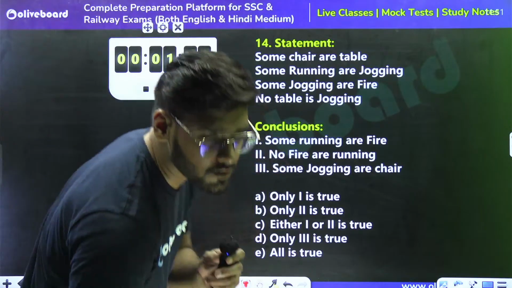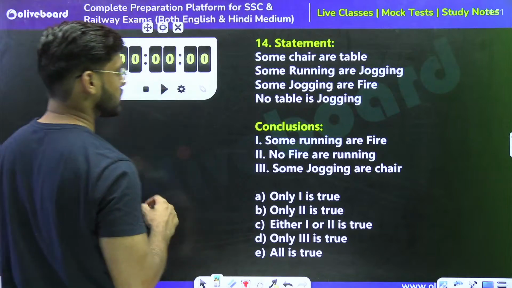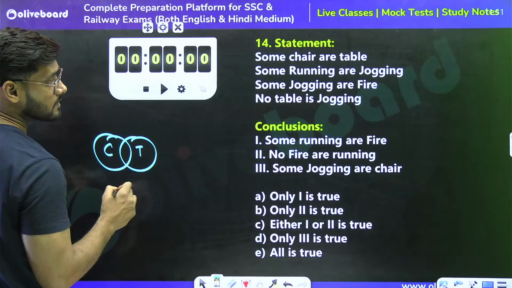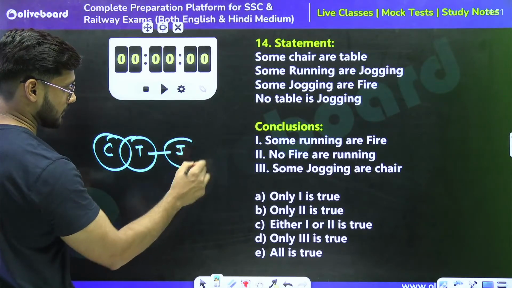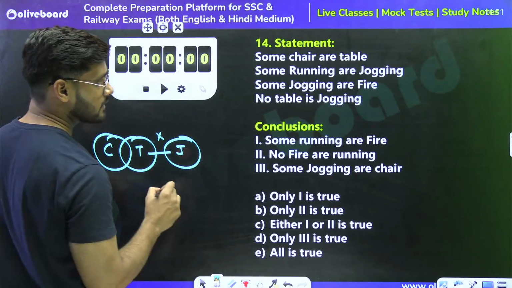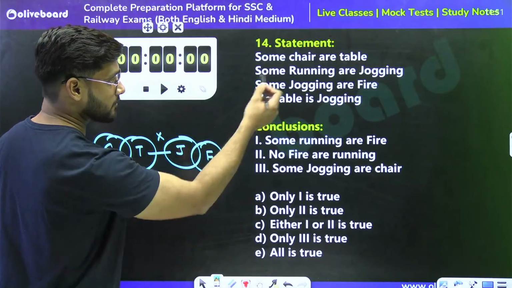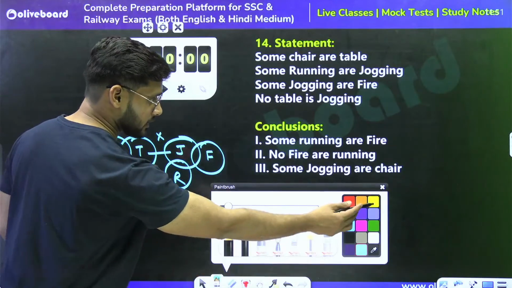Okay, let's see. Some chair are table. There are some chair which are table. No table is jogging. Table and jogging do not have relation with each other. Some jogging are fire, and some running are jogging. This is the statement that we can draw.